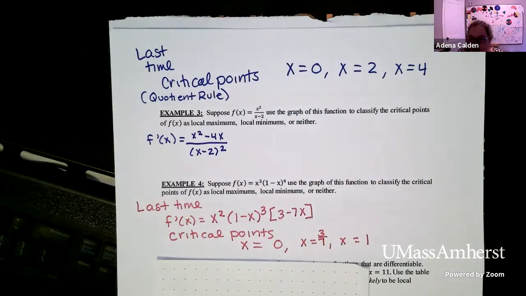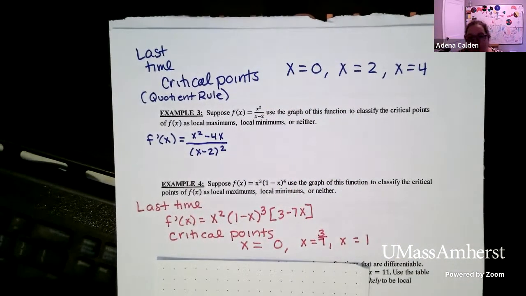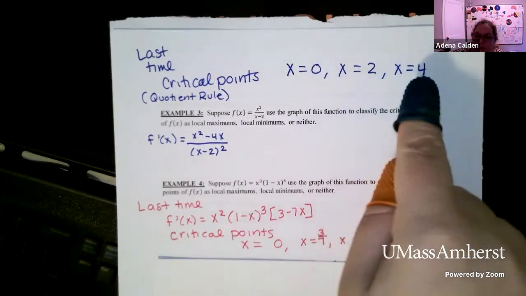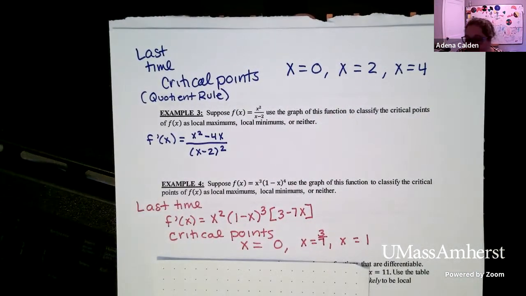Now what we want to do is graph this function, x squared divided by x minus 2, so we can look at 0 and at 2 and at 4 to see what's going on. We can visually determine, are these local maxes, mins, or neither?